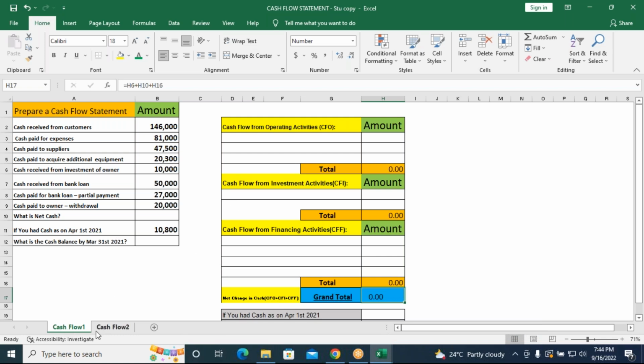Okay, so here we have only two cash flows. I'll show one for you and another one I want you to do. If we are done with this, then Monday onwards we'll be starting with the case study. Okay.